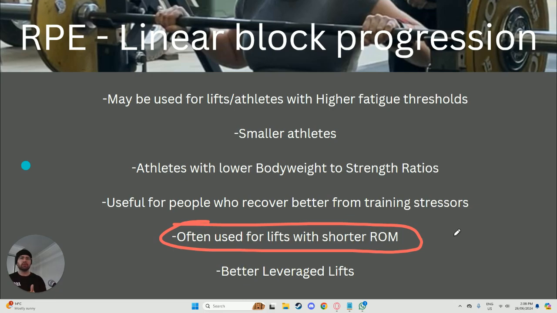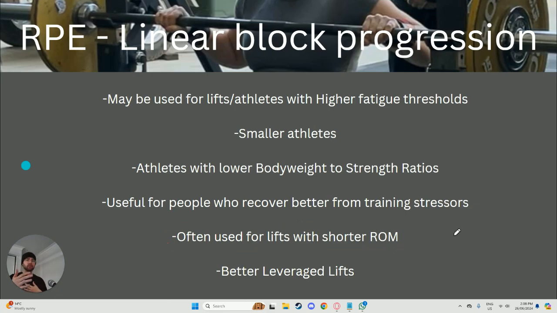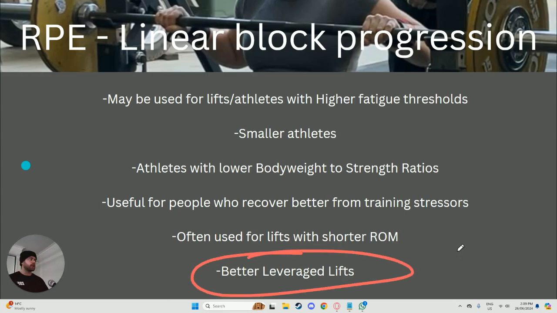So think of the overhead press or the bench press. They're shorter ranges, and so often they can progress linearly week to week, and that can work quite well. Those jumps work quite well. Better leverage lifts. So let's say you have mobile hips and really long arms and you're deadlifting, you're probably going to recover quite well, and so maybe this sort of block progression will work better for you.